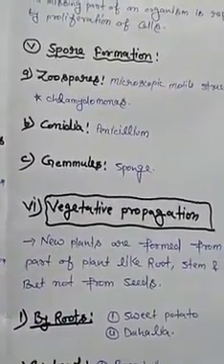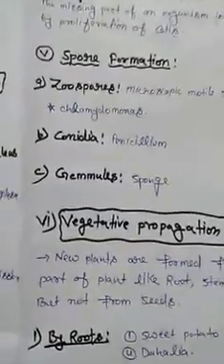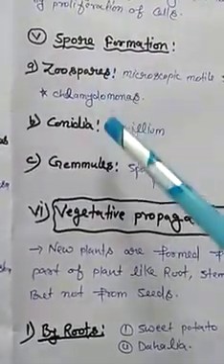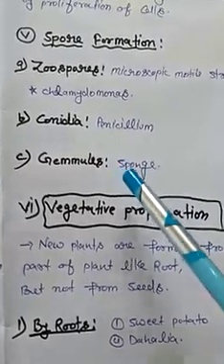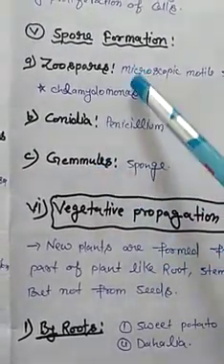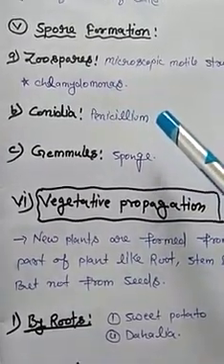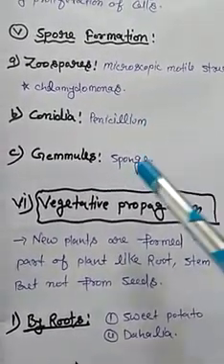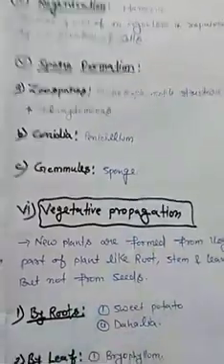So we again repeat the spore formation. The first is zoospore, second is conidia, and third is gemmule. Example of zoospore is Chlamydomonas, example of conidia is penicillium, and example of gemmule is sponge.